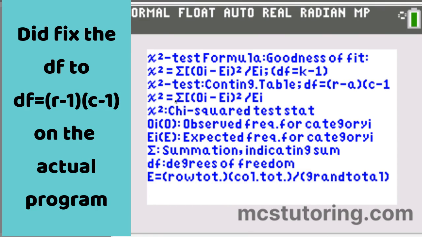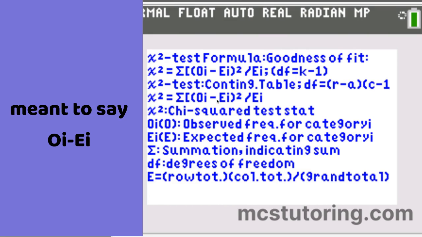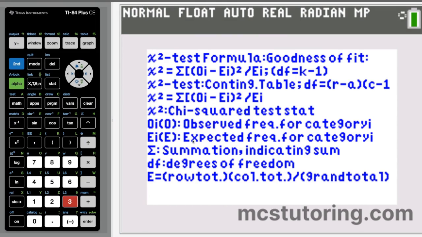Okay, chi squared again is sigma of O sub i minus E sub i, squared, over E sub i, where chi squared is the chi-squared test statistic, and O sub i is the observed frequency for category i, and E sub i is the expected frequency for category i. So O is the observed, E is the expected, and sigma is summation indicating sum, and DF is degrees of freedom. So E is row total times column total divided by grand total. Whew, it's a lot to memorize if you don't have this.